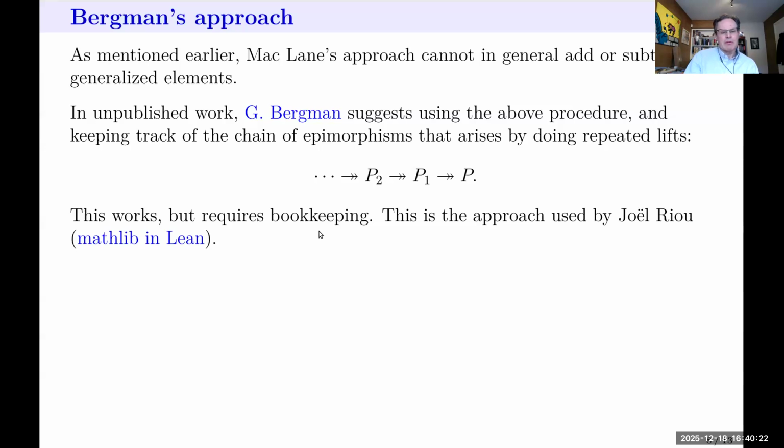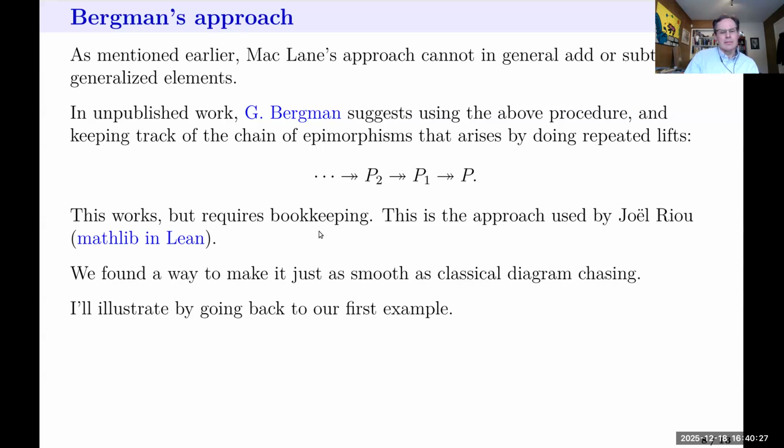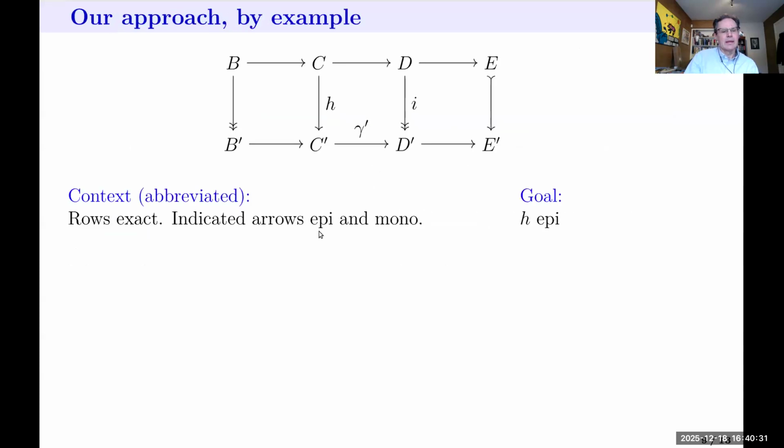But I'm still aiming for something where we don't need to do this kind of bookkeeping. So I'm going to illustrate our method by an example. Remember the diagram we had in the first argument. Let's pretend we're in a proof assistant here.